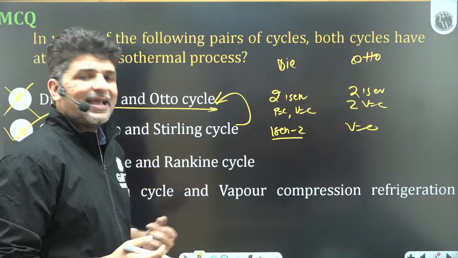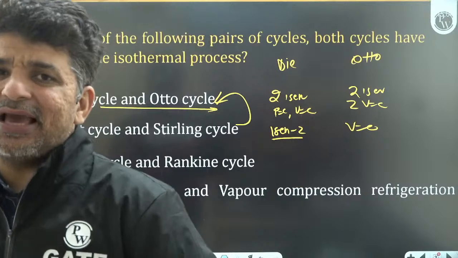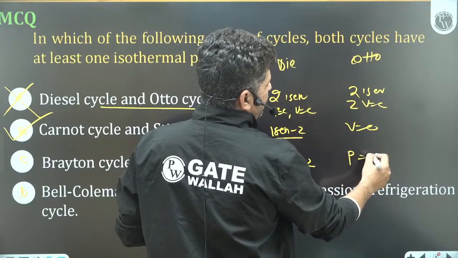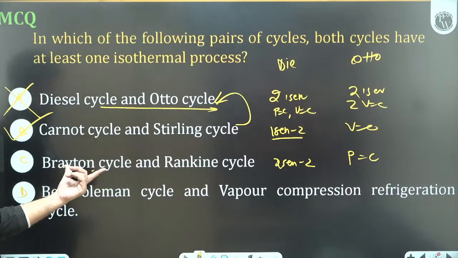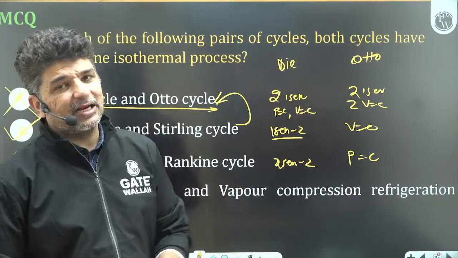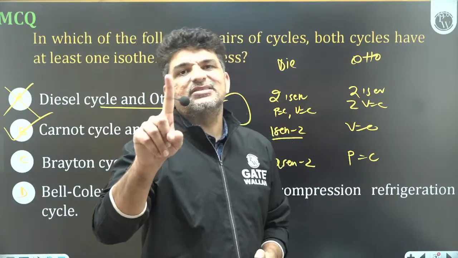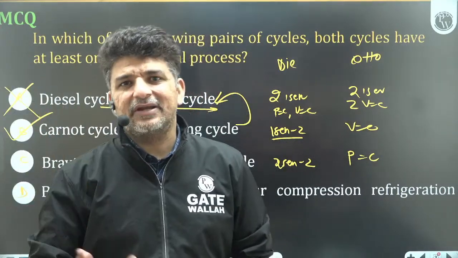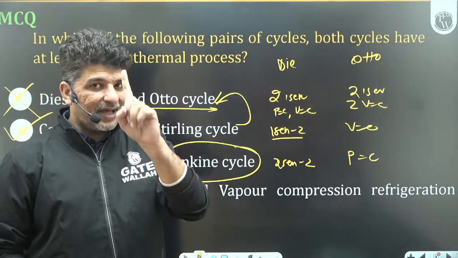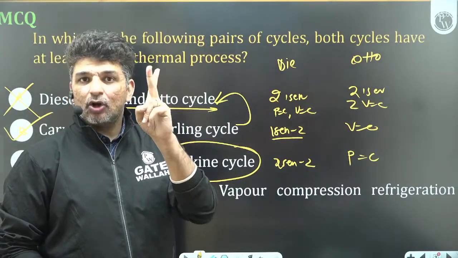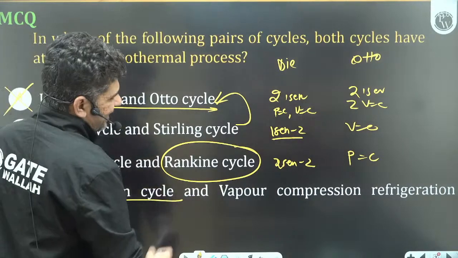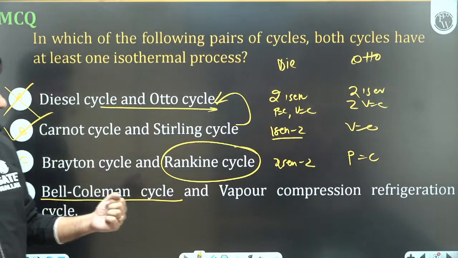Then going to the Brayton cycle and Rankine cycle. In the Brayton cycle we have two isentropic and two constant pressure processes, and the same for Bell-Coleman. In the Rankine cycle there are two isentropic processes, one constant temperature and one varying temperature, in fact you can say constant pressure. So there is one isothermal process, a second constant pressure process, and two isentropic processes. Similarly, the Bell-Coleman cycle is the same as the Brayton cycle but running opposite.